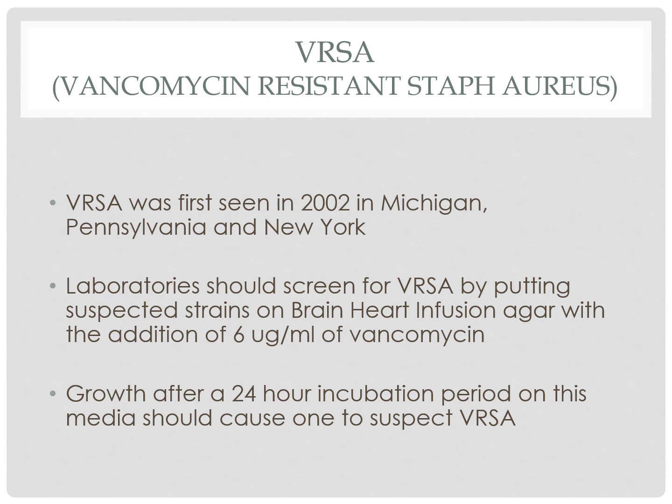Now, VRSA stands for vancomycin-resistant Staphylococcus aureus, and there's been 14 total cases in the United States to date. VRSA was first seen in 2002 in Michigan, Pennsylvania, and New York. There was a four-fold increase in vancomycin MIC compared to regular Staphylococcus aureus. Laboratories should always screen for VRSA by putting your isolate on a brain-heart infusion agar that has the addition of 6 micrograms per mL of vancomycin. If your organism grows in the presence of 6 micrograms of vancomycin, then it must be a VRSA. The cost of antibiotic resistance to the U.S. budget is about $5 billion a year.